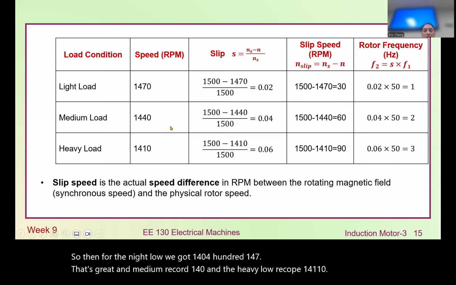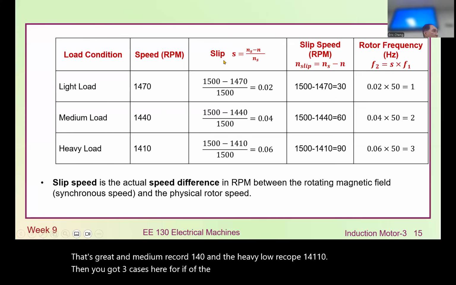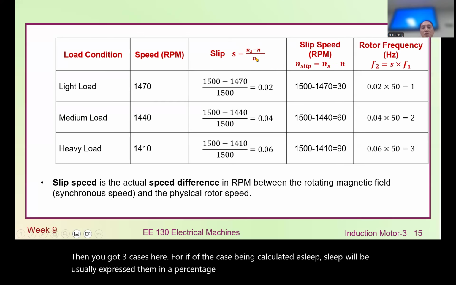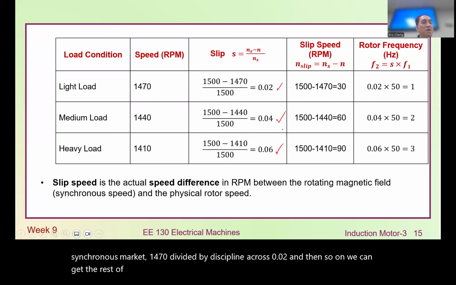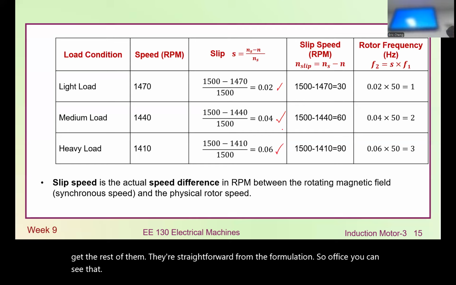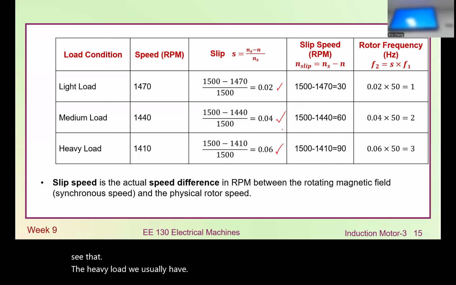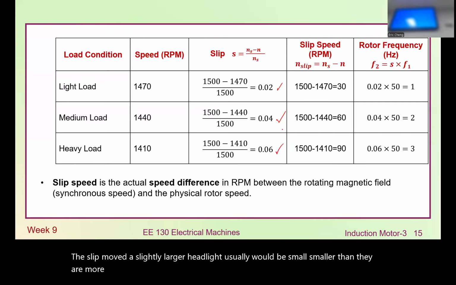Then for each of the 3 cases, we can calculate the slip. Slip is usually expressed as a percentage or a ratio. So 1,500 is the synchronous speed, minus 1,470, divided by 1,500, and you get 0.02. And then so on, we can get the rest of them. They're straightforward from the formulation. Obviously, you can see that for the heavy load, the slip is slightly larger. For the light load, the slip is usually small, which means it is closer to 0.